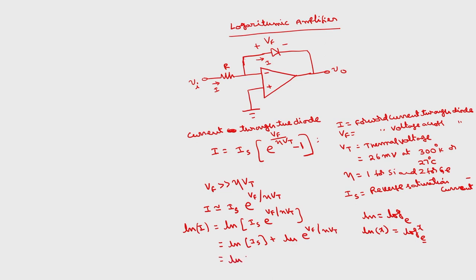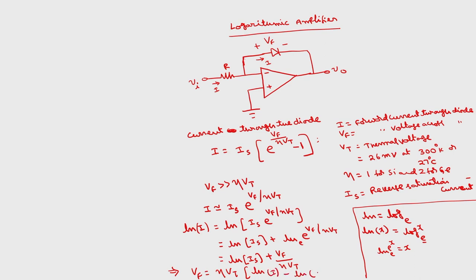This is equal to ln Is plus, using one of the important formulas in logarithms, ln of e to the power of x is nothing but x only. So, this is equal to Vf by eta Vt. Or what is Vf? Vf is equal to eta Vt times logarithm of I minus logarithm of Is. This will be the expression for Vf.